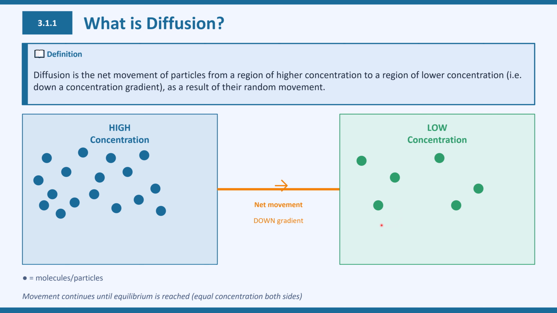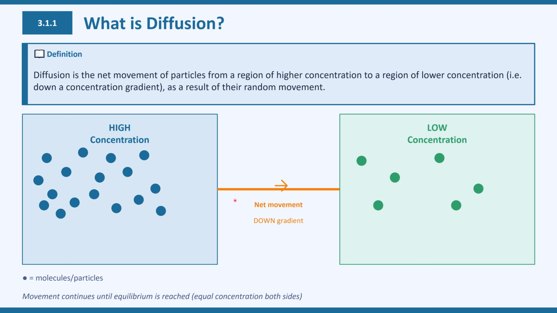This movement does not go on forever. It continues only until equilibrium is reached. That's the point where the concentration is equal on both sides and the particles are evenly distributed. Remember that down a concentration gradient is a favorite for examiners and the key to understanding how substances like oxygen and carbon dioxide enter and leave our cells.